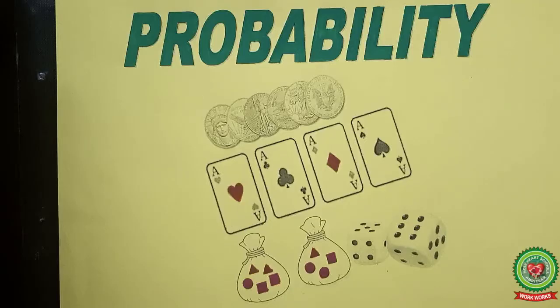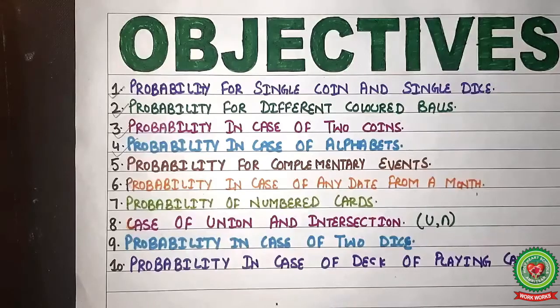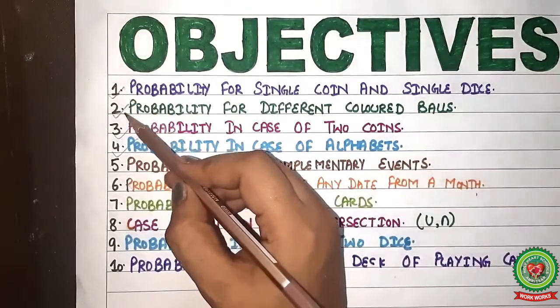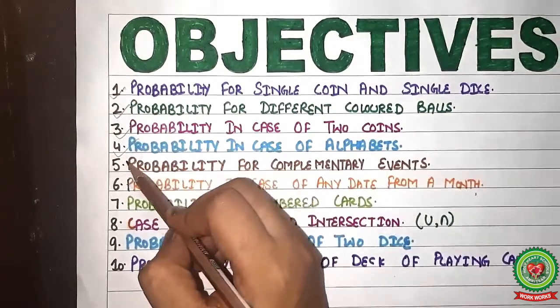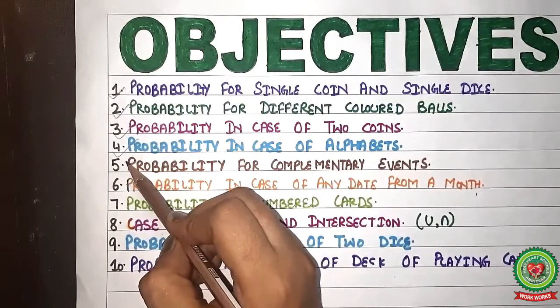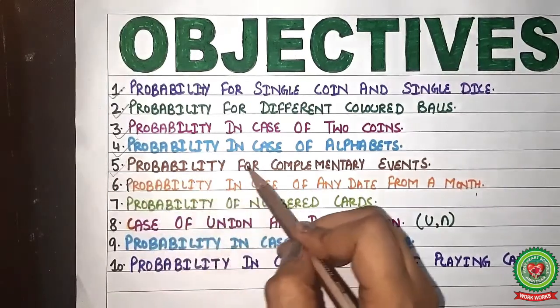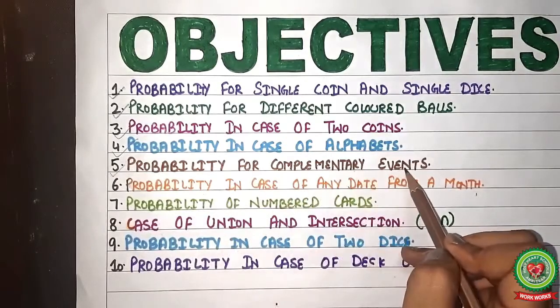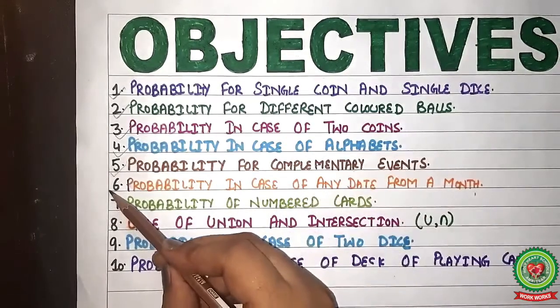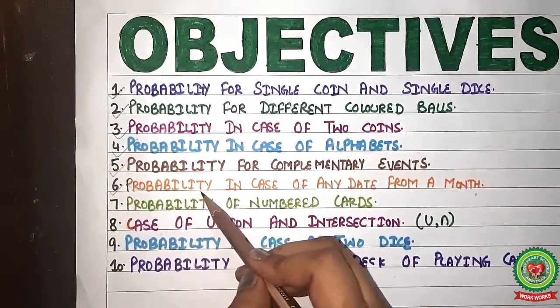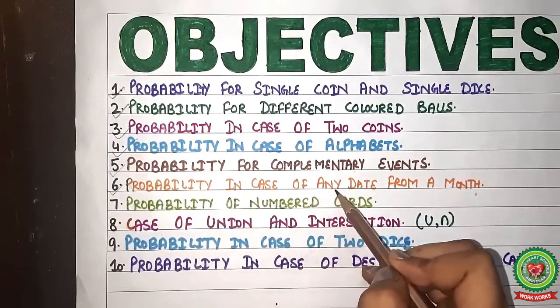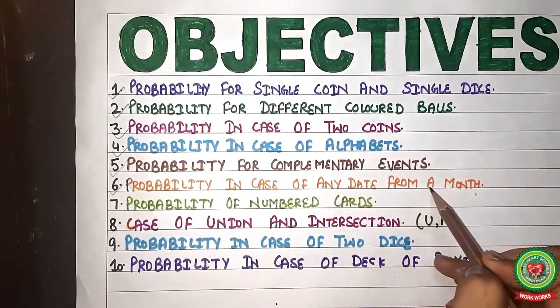Students, in today's maths class, we will discuss further types of the topic probability. So far, we have discussed the first 4 objectives. Today, we will discuss the next objectives. Objective number 5 is probability for complementary events, and objective number 6 is probability in case of any date from a month.